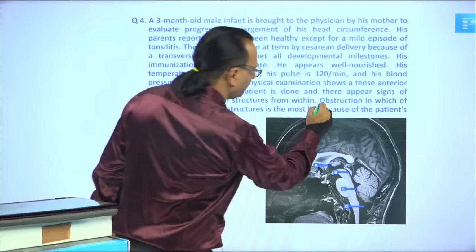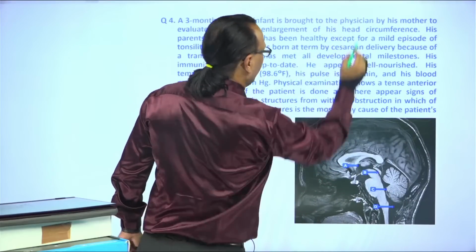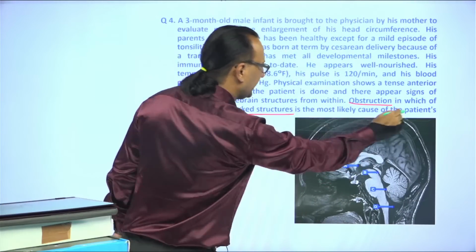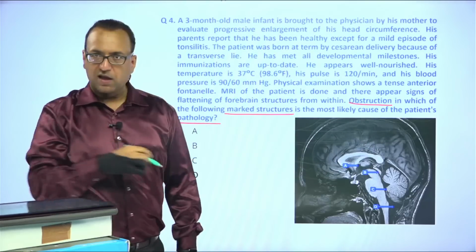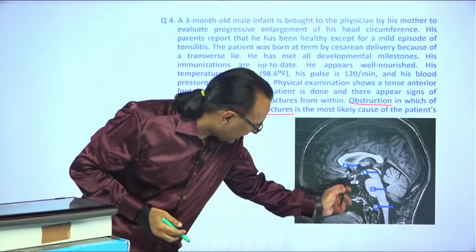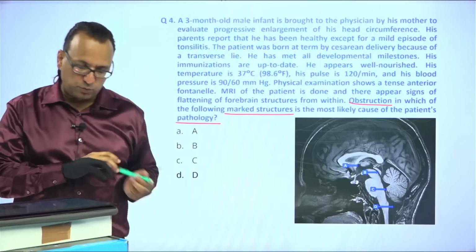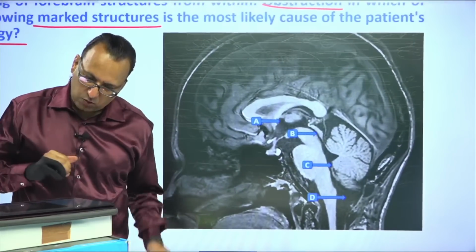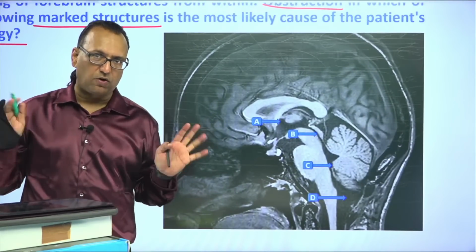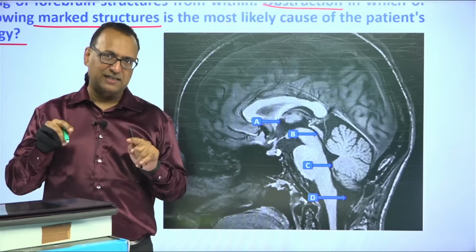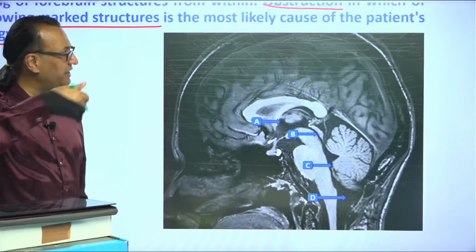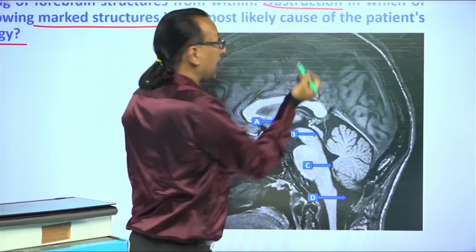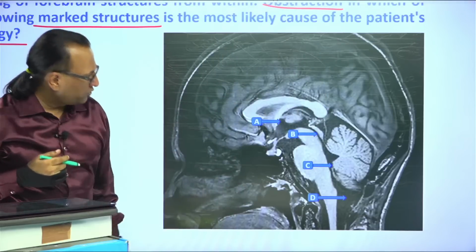It is asking, obstruction in which of the following marked structures is the most likely cause of patient's pathology. Look at the markings A, B, C, D. Let me zoom this area. So what are we looking at? I have not read the question at all. I'm just reading the last sentence and the ABCD options. So let me see if I could gather some information which might help me get the answer. So what is this marker?